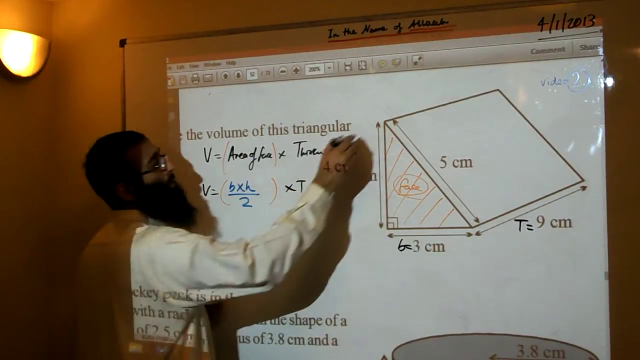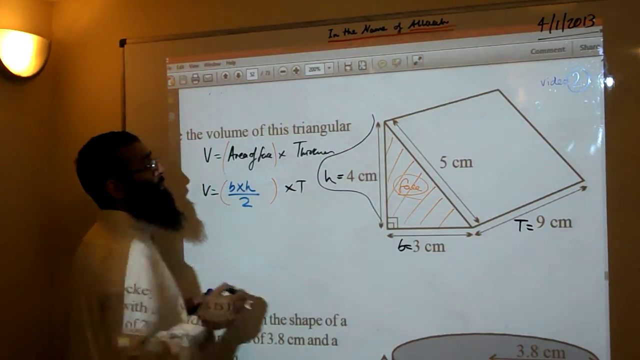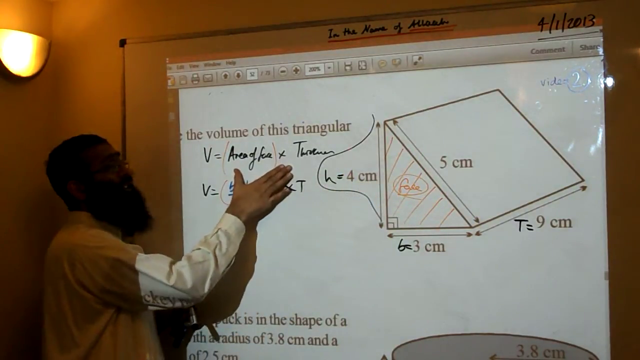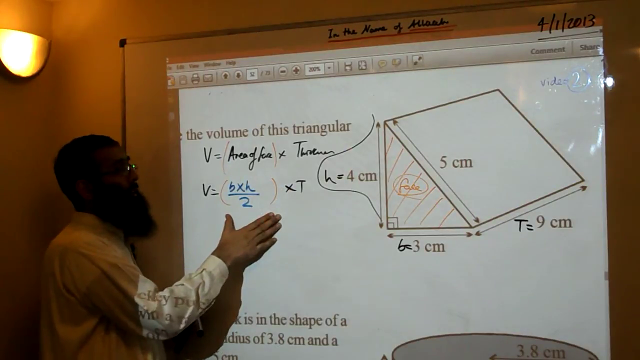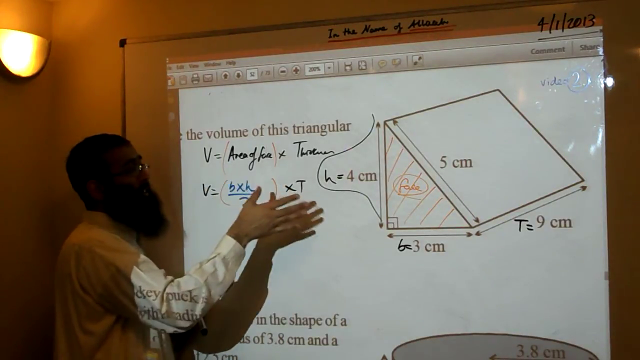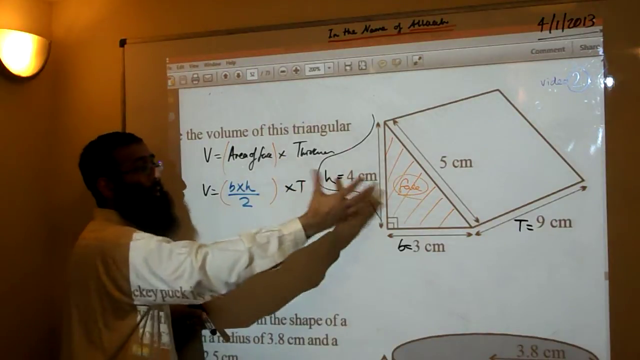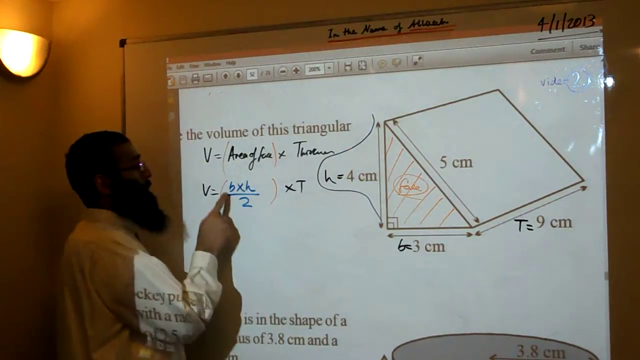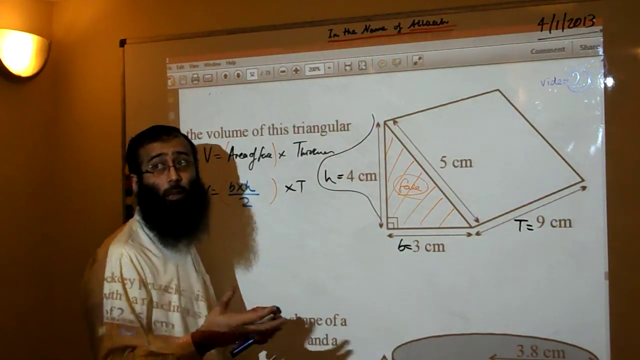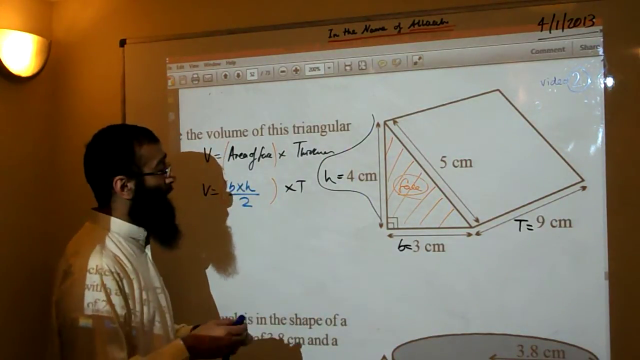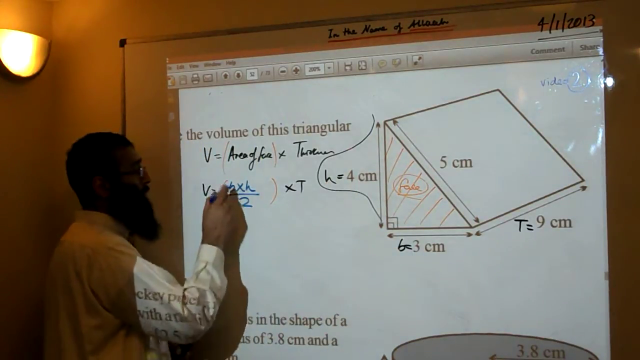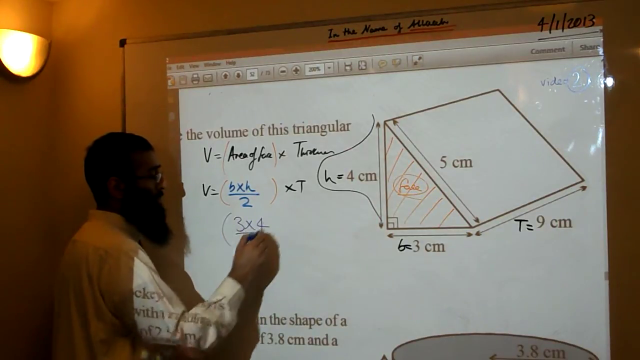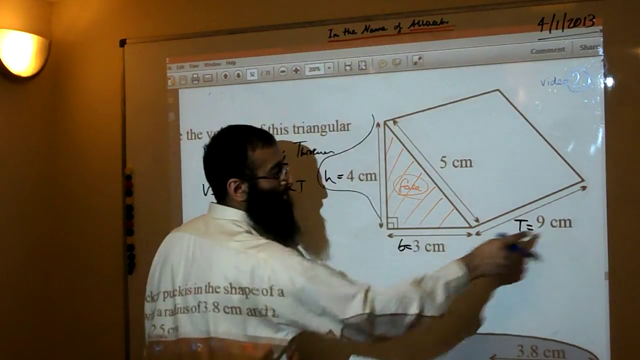Now we've looked at the question, we've used that general formula and made it specific. The volume of a prism is about the area of the face, the shape that the prism is made from, multiplied by how thick the shape is. So based on base times height divided by 2 times by thickness, let's start putting the values in. Base is 3, height is 4. 3 times by 4 divided by 2 times that by the thickness, which is 9 centimeters.